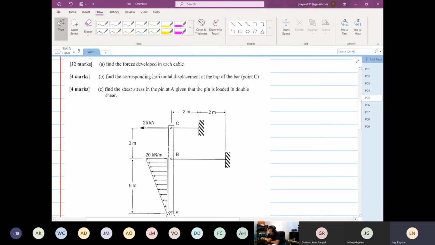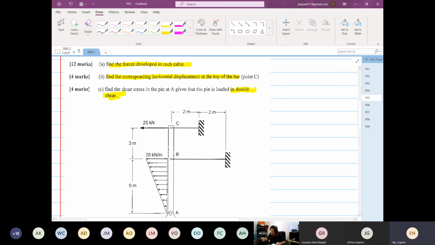The first part is to find the forces developed in each cable. Then we're going to find the corresponding horizontal displacement at the top of the bar at point C. Then find the shearing stress in the pin at A, given that the pin is in a double shear configuration. We will do all of them.